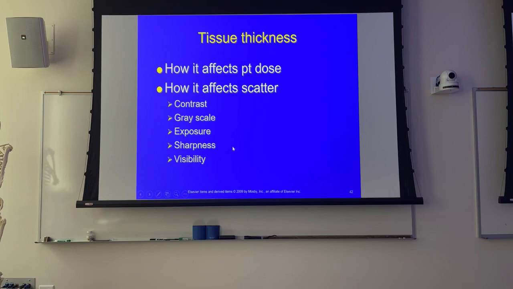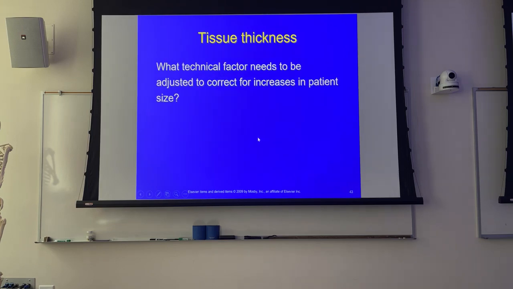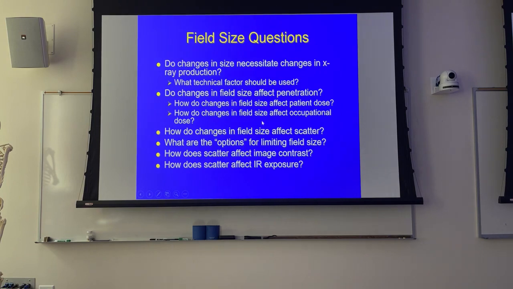And visibility, anytime you have scatter. Right, technical factors, mass, field size questions, where we're going next. Any questions?